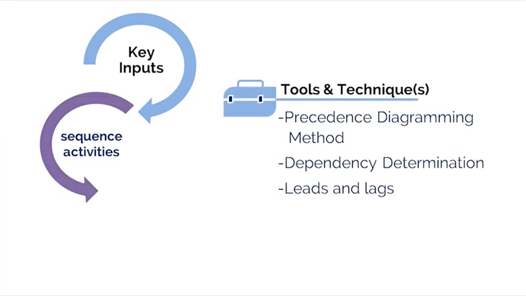The key tools and techniques we use in this process are Precedence Diagramming Method, or PDM. Before creating a project schedule, you need to identify and understand the dependencies between project activities. Each activity is dependent on some other activity. When a dependency is not identified, the project will be delayed until such a time that identification occurs. Let's take a look at an example here.